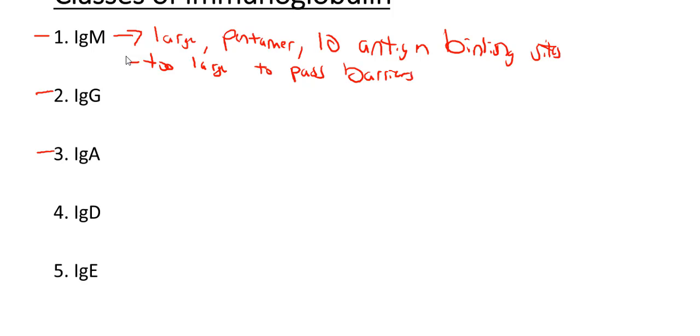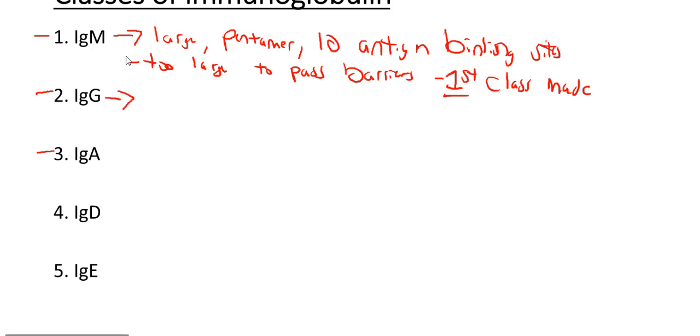But what's key about it is that it's the first class of antibody made against a specific antigen. So if a plasma cell has been introduced to an antigen for the first time, IgM is the first class to be made against that antigen.